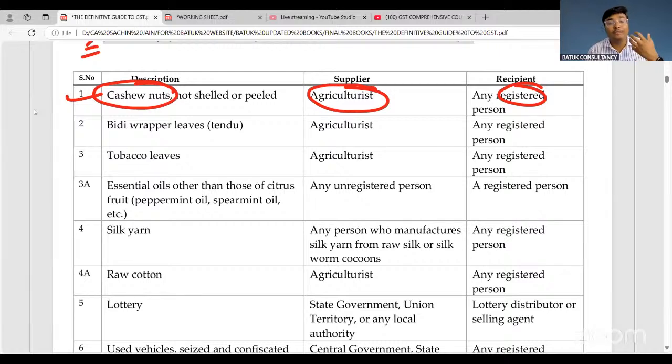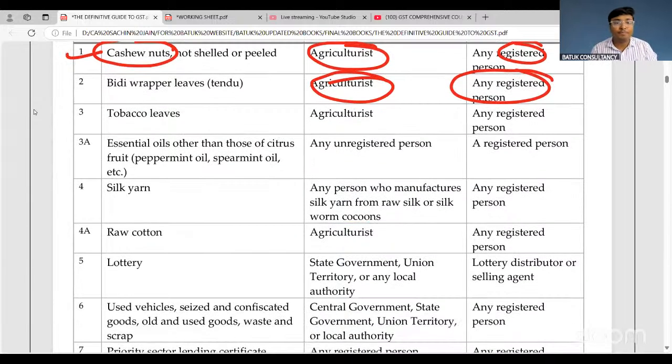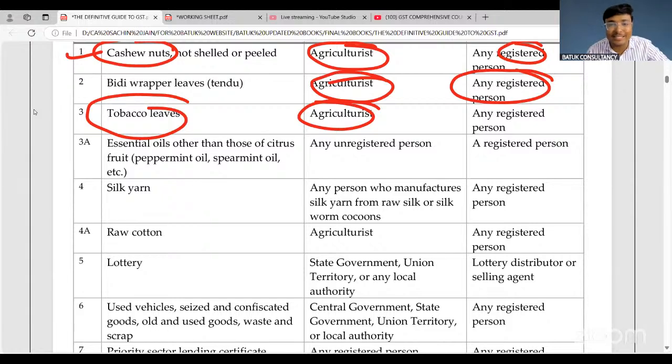In case of tendu leaves or BD wrapper leaves, the agriculturalist is going to supply. Again, the agriculturalist is not going to take the GST registration. So the person, that is the recipient who is registered under GST, will be liable to make the payment of taxes under reverse charge mechanism. Tobacco leaves: if supplied by the agriculturalist to any registered person, then again the agriculturalist is not supposed to take the GST registration. So the recipient is liable to make the payment under reverse charge mechanism.